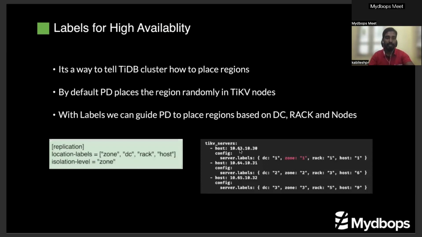Okay, so this is an example of labels. This label is maintained by the PD cluster because PD is the orchestrator that defines where the data resides on the cluster. So you can see the location labels. You can define your own labels with respect to zone, DC, and rack. Okay, and you can give the isolation level configuration. What is the isolation level you have to use, whether it's a zone level isolation or a DC level, rack level, whatever you need. And this is a particular example wherein I have 3 TiKV servers. I define the labels for them, and the data will be placed according to these labels.